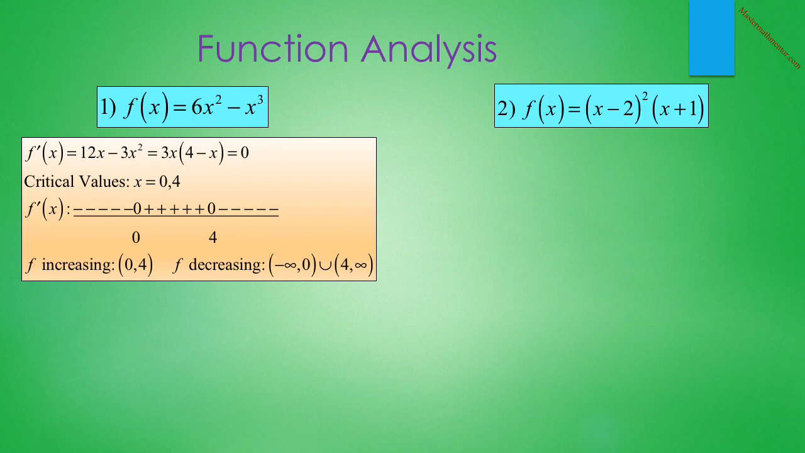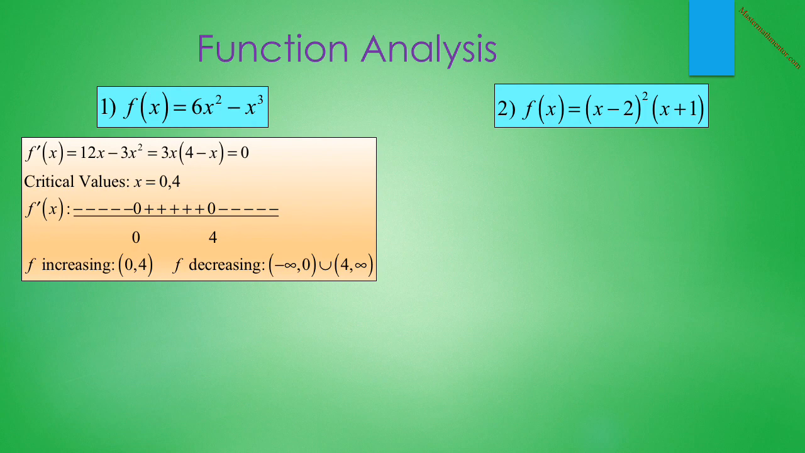We now make a sign chart with those two critical values listed, and we put little zeros above those values to indicate that the tangent line at those critical values are horizontal. We then have 3 intervals and we test numbers into the derivative within those intervals.